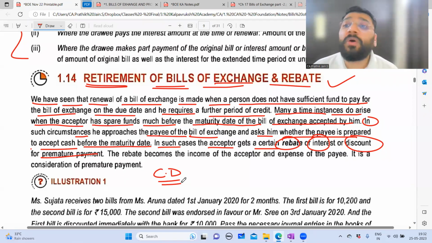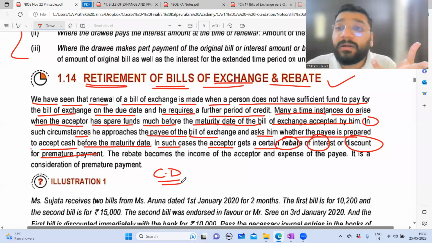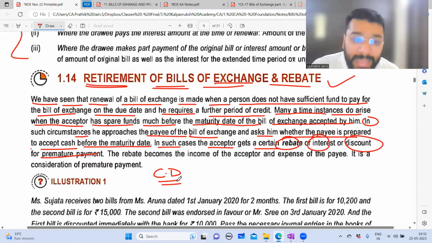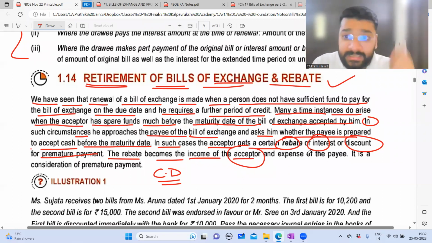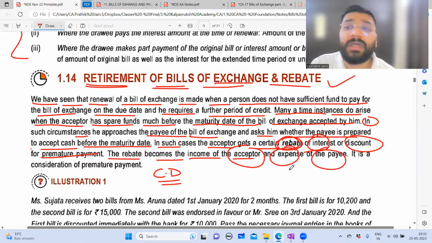Yes, sure. Cash discount is given for prompt payment, that is timely payment or early payment. So when somebody gives early payment, you give a rebate, you give interest, you give a discount. So that is what is being discussed here. So the rebate becomes income for the acceptor. For whom is it income? For the customer. For the acceptor it is income, and the person who is receiving the money is not receiving the money to the extent of the rebate allowed. So that becomes an expense or a loss for the payee, who's the seller.